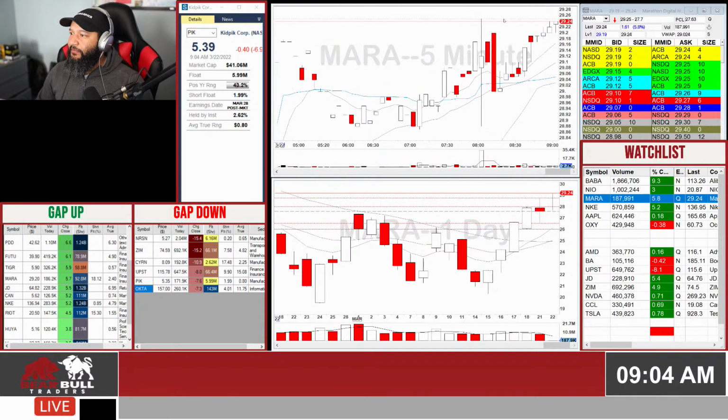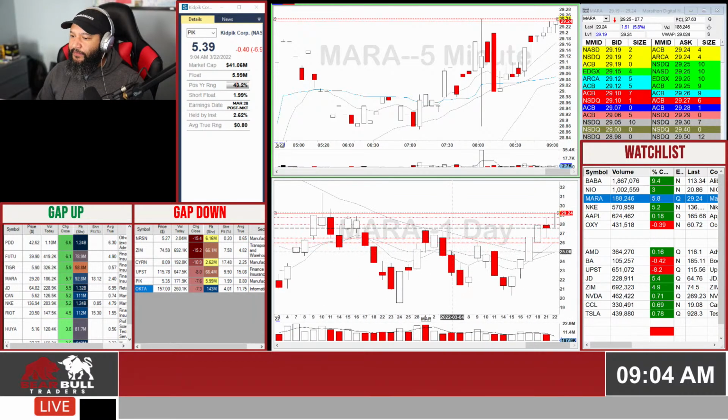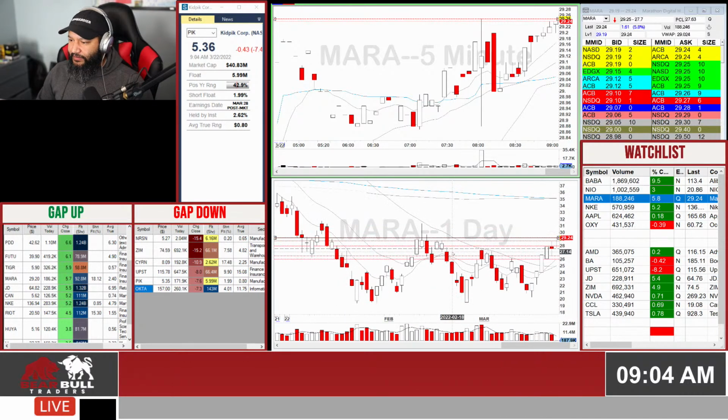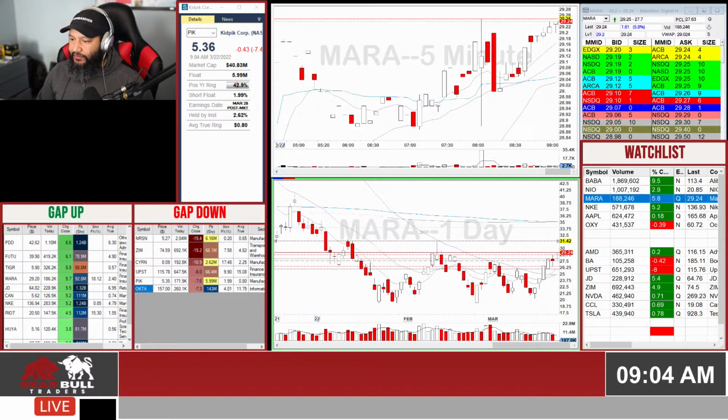Towards the top, it looks like we might be breaking the high of the pre-market now. I'm going to mark it for now, 29.25. We'll see if we're able to get above that. And then if we go and look on the daily clearly, this level here, 31.40, 42.